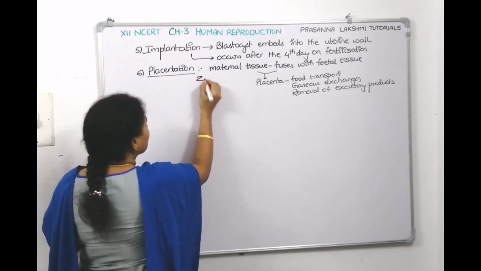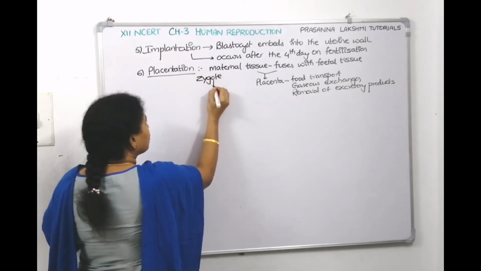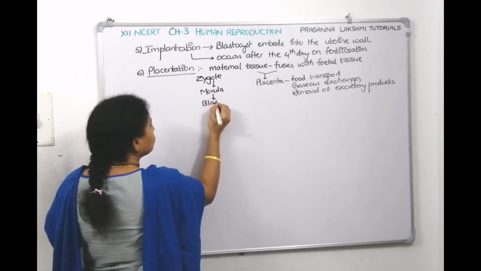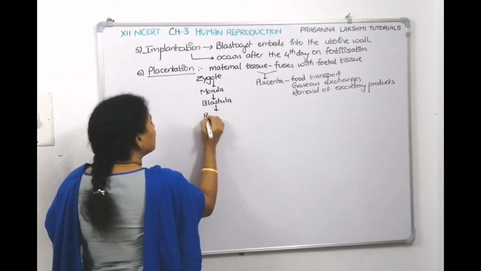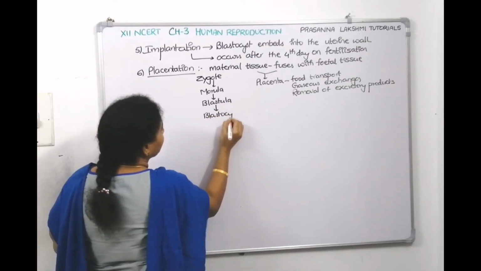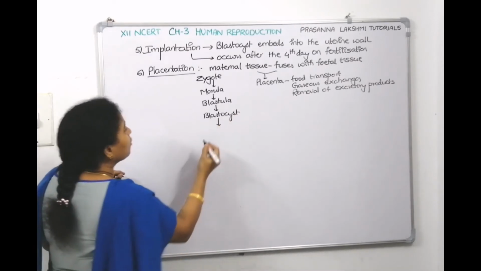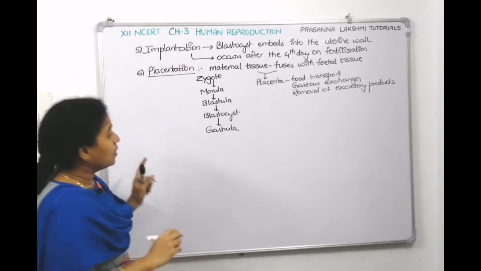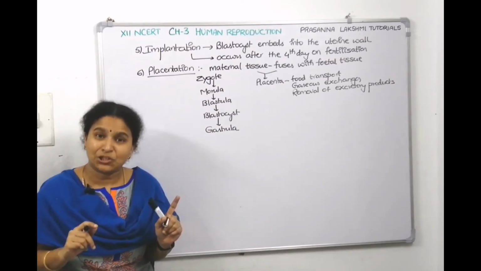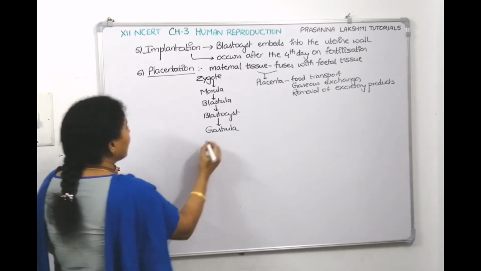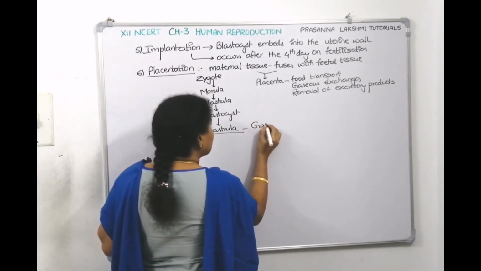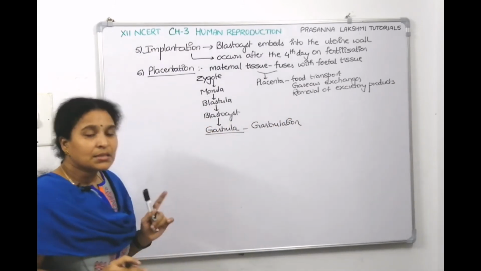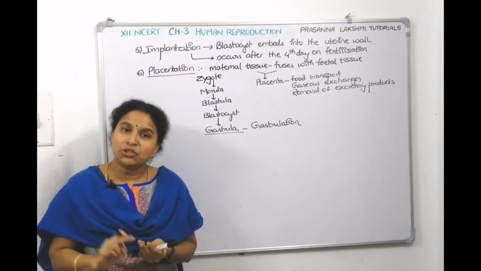We told it is zygote. Zygote develops into morula. Morula develops into blastula. Blastula develops into blastocyst. Now this blastocyst further develops into gastrula. Formation of gastrula is called gastrulation. So what is this called? Gastrulation. Now once the gastrula is formed, in this gastrula, ectoderm, endoderm, mesoderm will be formed.